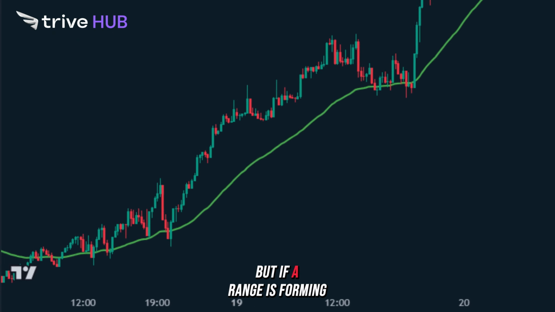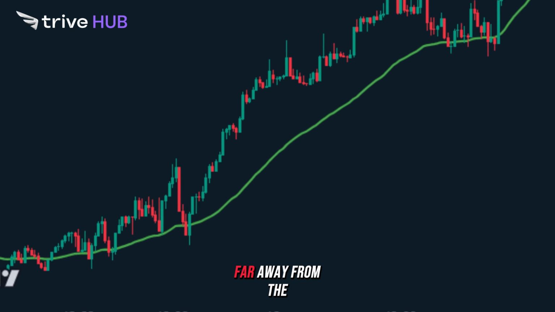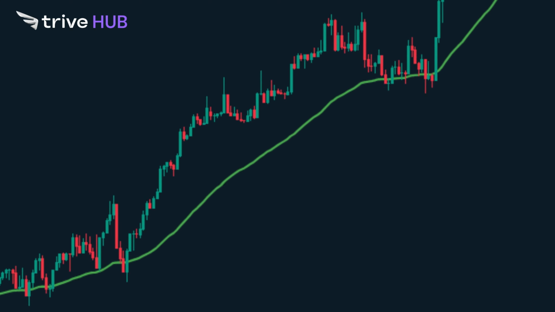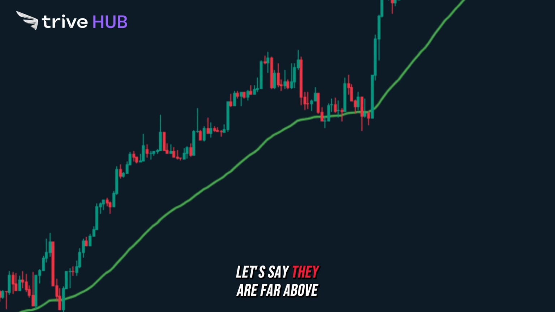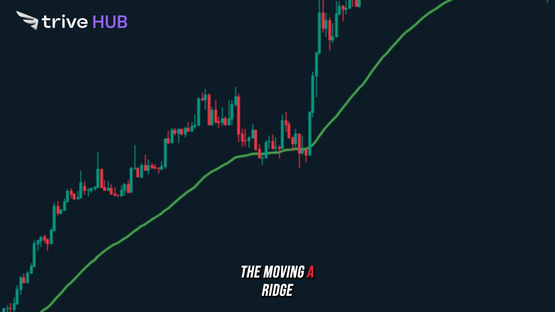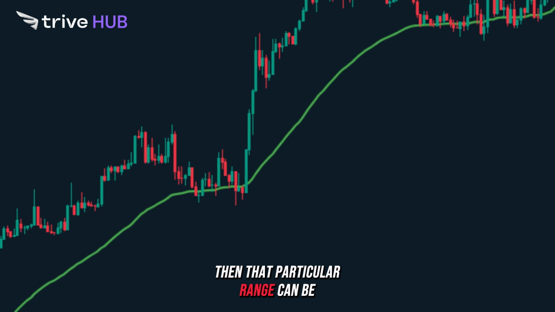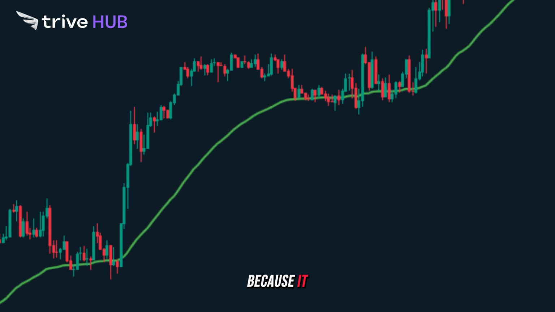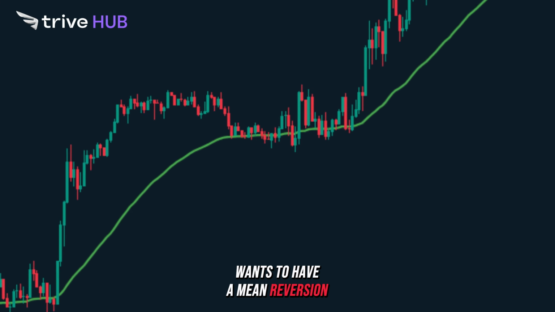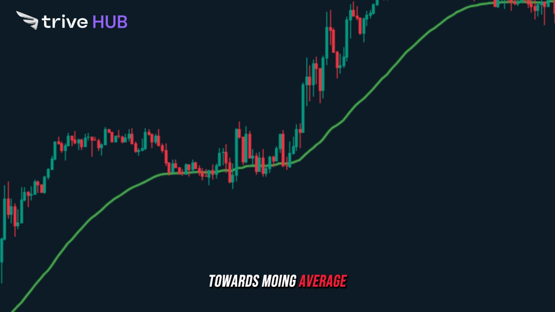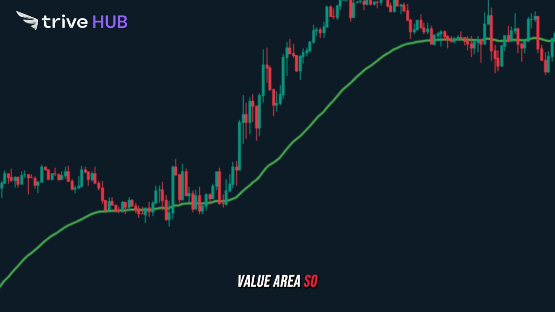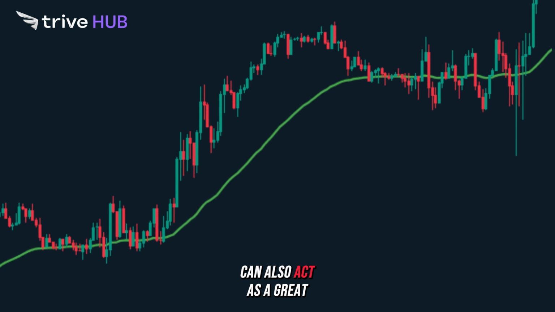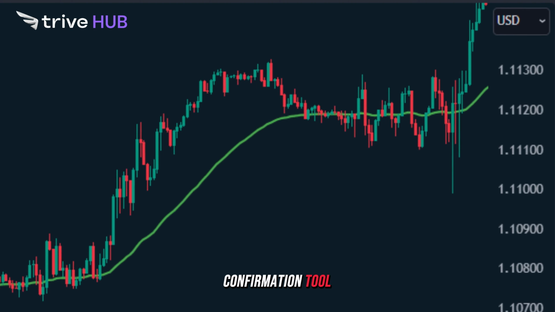But if a range is forming far away from the moving averages, let's say far above the moving average, then that particular range can be a distribution range because it wants to have a mean reversion towards the moving average value area. So moving average can also act as a great confirmation tool.